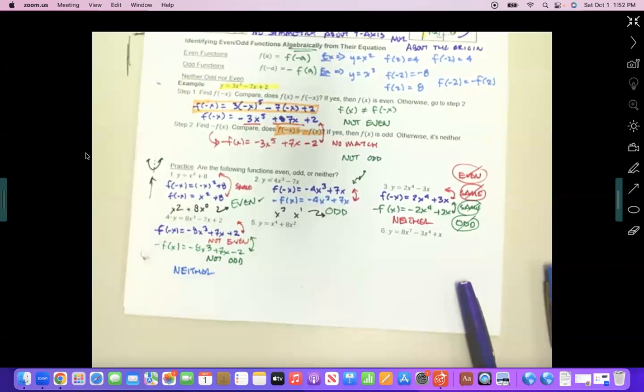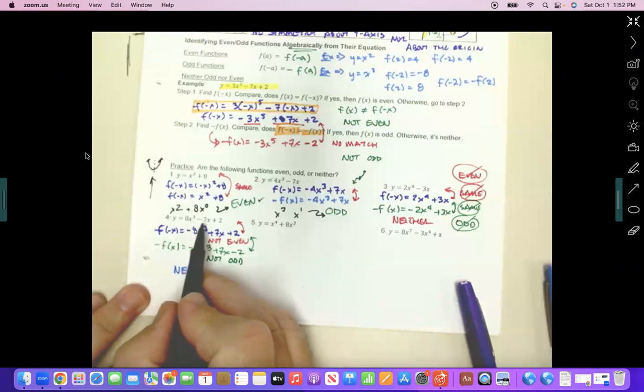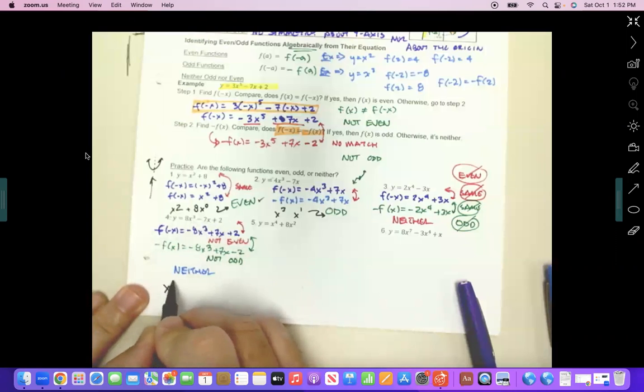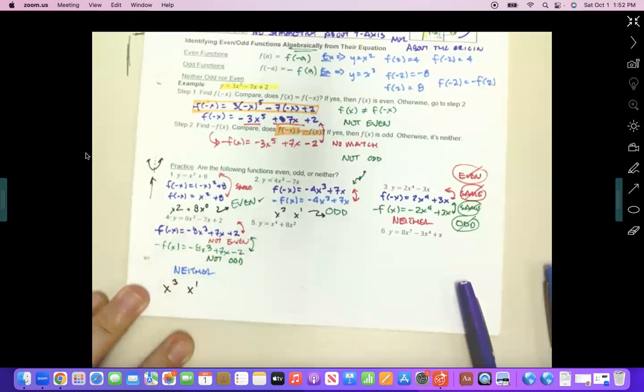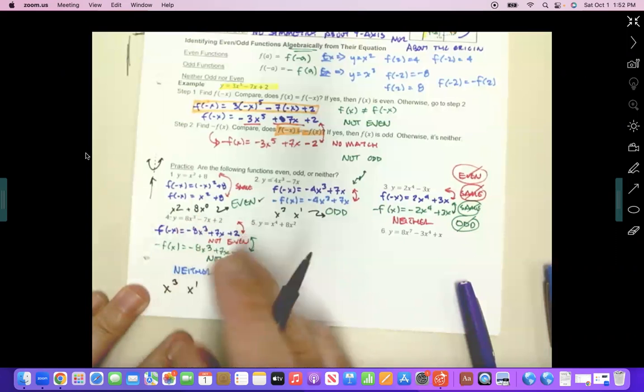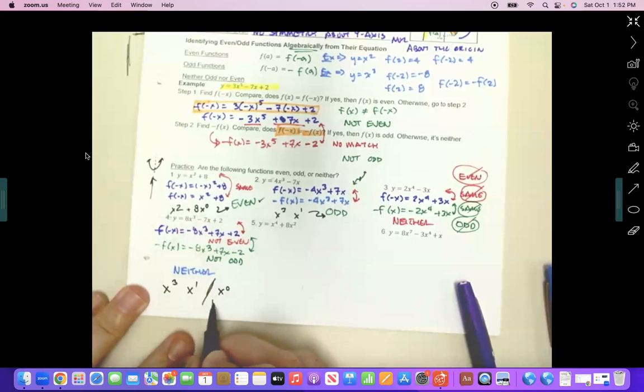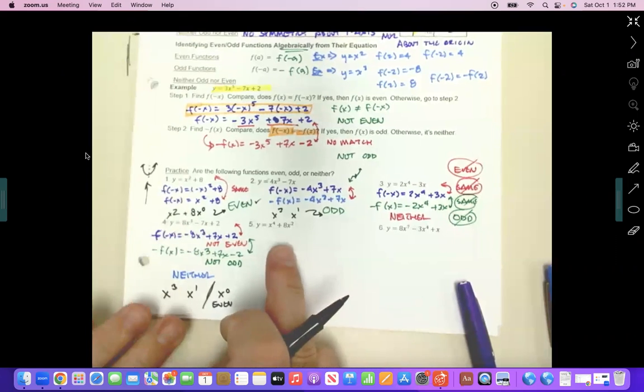And now's a good time to, again, go back and look at the exponents here. First term, odd, x cubed. Second term, odd, x to the first power. Last term is x to the 0 power. This one is an even exponent. Let's try our next one.